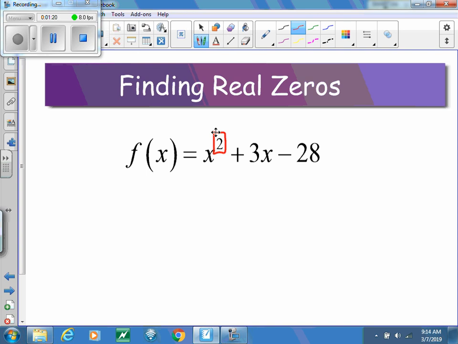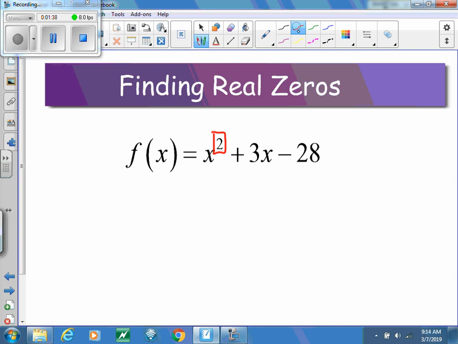Now, it is possible for those both to be real solutions. It is possible to have only one real solution with a multiplicity of 2, and there's also a possibility of us having 2 imaginary solutions. We're going to be working with just real zeros today. So x squared plus 3x minus 28.